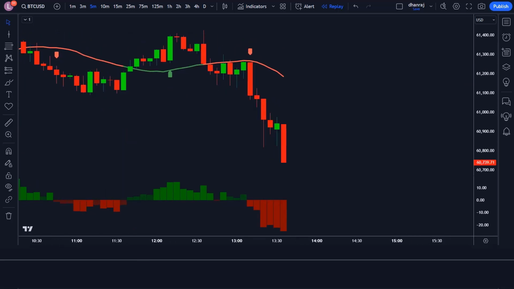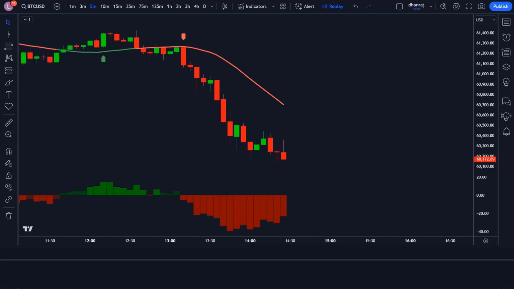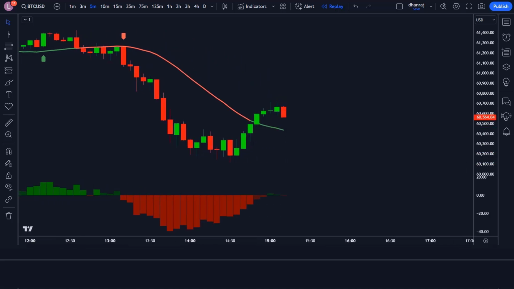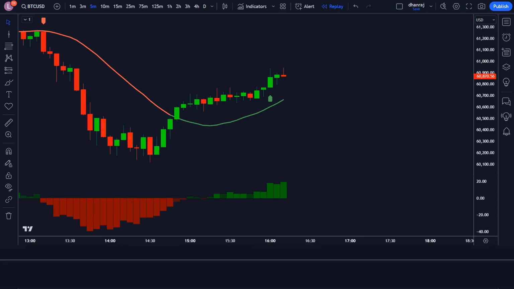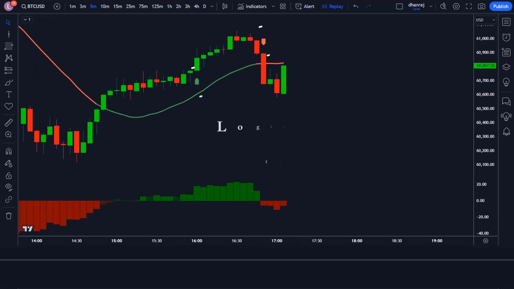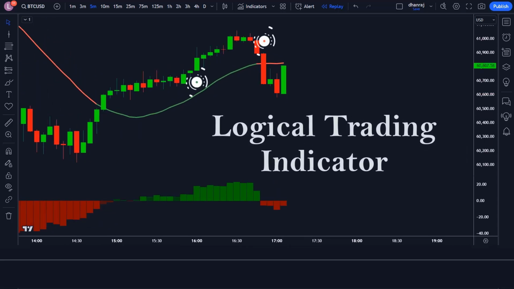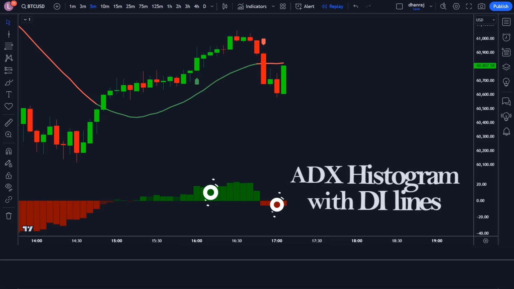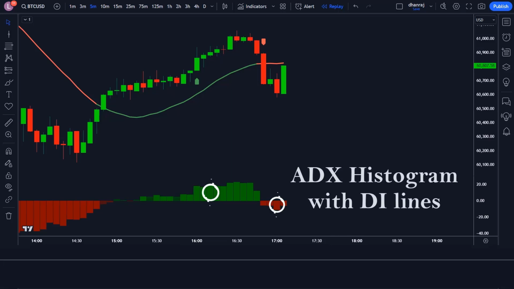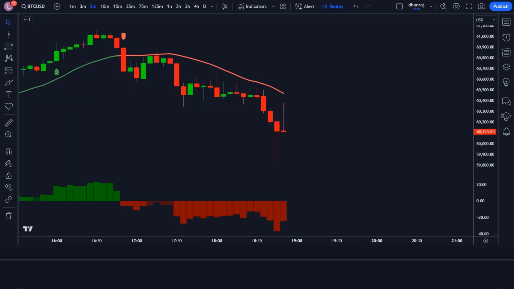We will try not to make the video too long. We hope that you will definitely like this strategy video. First of all, let us know about trading tools. The buy and sell arrow indicator we see in the chart is called the logical trading indicator. The green and red line indicator we see in the chart is called the ADX histogram with DI lines indicator. Now we tell you how we want to trade.